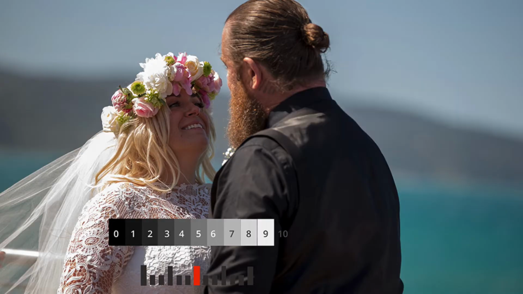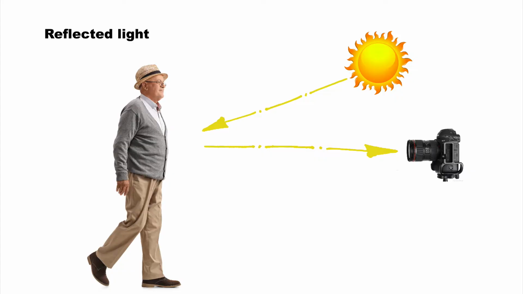In this tutorial, I want to talk about the difference between exposing for skin tones and exposing for the background in an image. Now, this is something I talk about a lot in many of my tutorials. And basically, to understand this, I want to go back and talk about how the camera light meter works.